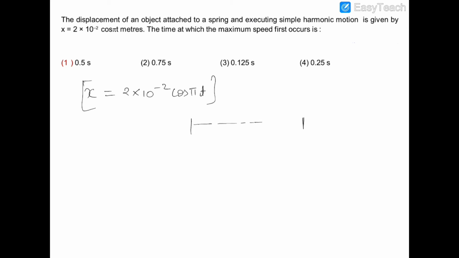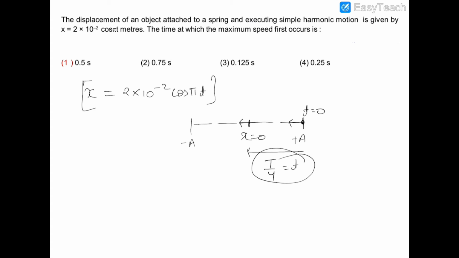Now by watching this equation, you can see that this is an equation of cos, and therefore the initial phase of this SHM is zero, which means that the particle has started its motion from the extreme position and its speed will become maximum for the first time when it will pass through the mean position. So the time taken by the particle to move from extreme to mean position is T by 4, where capital T is the time period of the SHM.